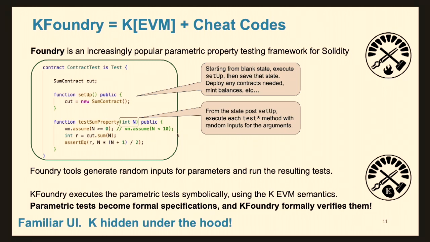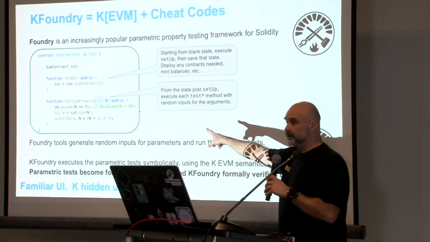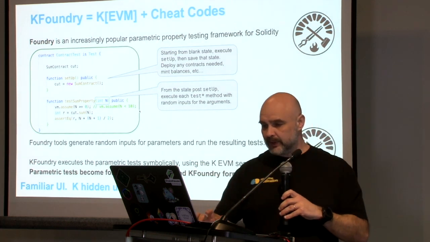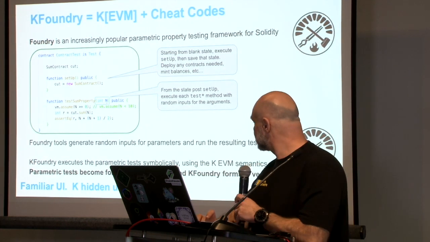So what we offer here is another button. You don't have to change anything in the properties, in the way you write the test. But when you push the other button, prove, instead of running random tests, instead of fuzzing, you actually prove those properties. It will consider those properties as specifications and try to prove them. For our contract sum, you write a test like this in Foundry. Let's see if I can use the mouse. So you write a test like this.